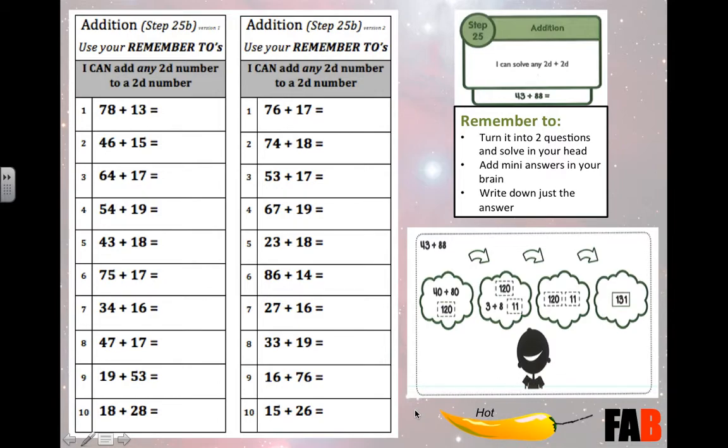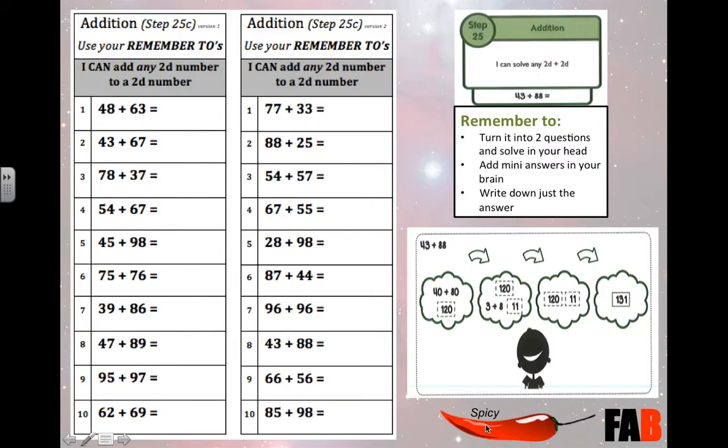And then finally, the spicy questions. So these are as hard as it gets, where both the tens are equal to 100 or greater, and the ones are equal to 10 or more. These are your remember-tos that you need to do to be successful, and this is what the thought process should look like in your head. So again, turn it into two questions in your head and solve them in your head.